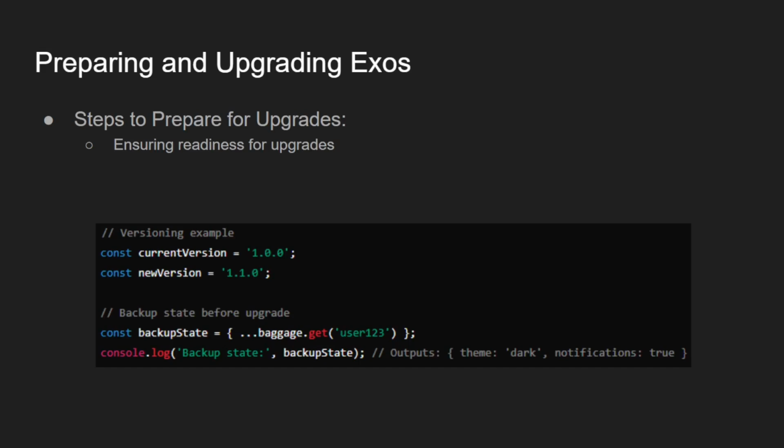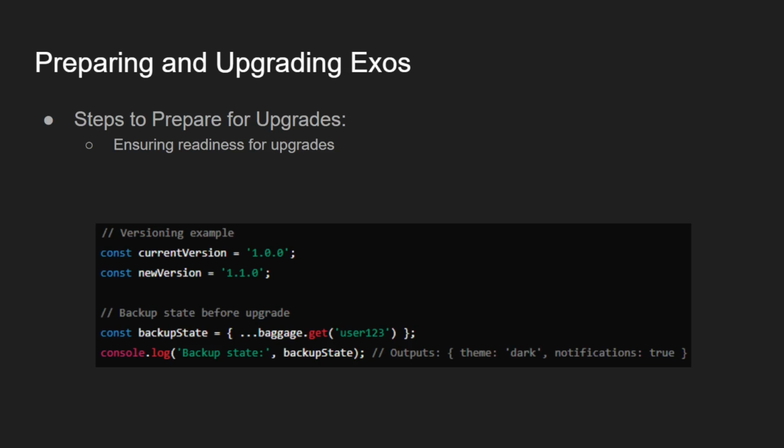Now that we have a good understanding of Exos and how to manage state with baggage, let's talk about the process of preparing and upgrading these long-lived objects. Upgrading is crucial for maintaining and improving your DApp without disrupting its functionality. Before you upgrade an Exo, it's important to prepare properly to ensure a smooth transition. Here are the key steps you should take.